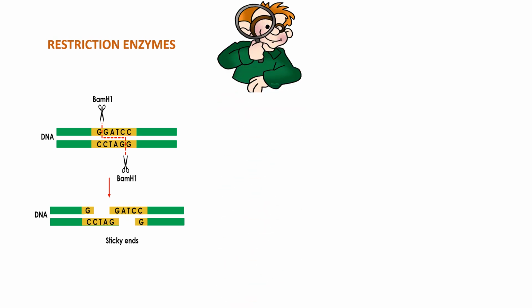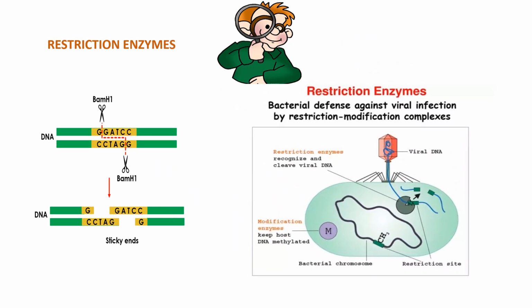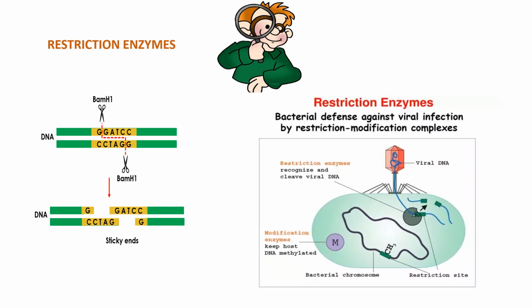Now we will talk about the discovery of these enzymes. Restriction enzymes were first discovered in the late 1960s by scientists who were studying bacterial defense mechanisms against viral DNA. What actually happens is that when a bacterial cell gets infected by any viral DNA, for its own protection the bacterial cell secretes these restriction enzymes, which cut the viral DNA into small fragments.